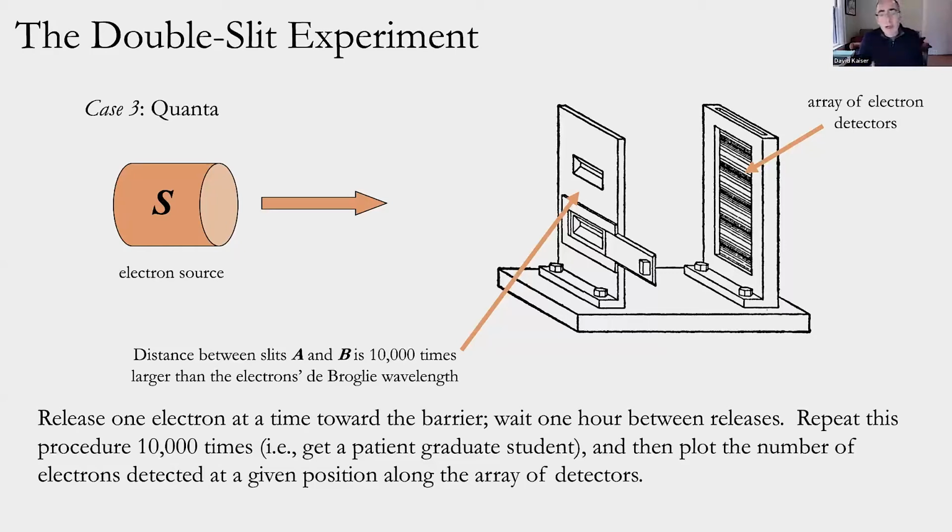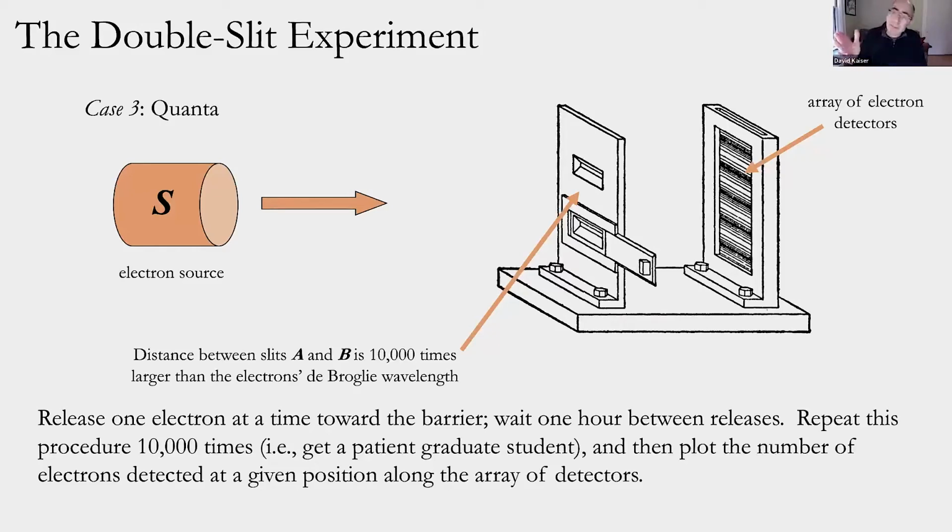So we're going to release one electron at a time, wait 1 hour in between, and do that 10,000 times, which, as I like to say, is why we actually have graduate students. I mean, who's going to have patience for that? With many thanks to our teaching assistants. So this is going to take months, but we care about the nature of the universe, and so we're just going to plow through and do this.